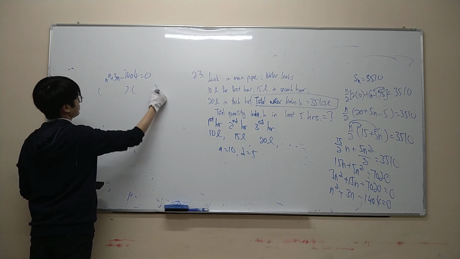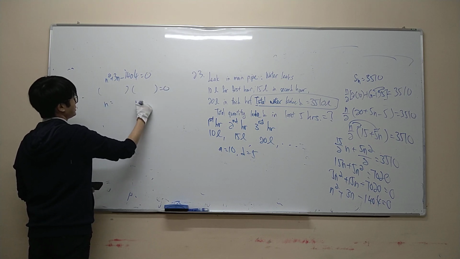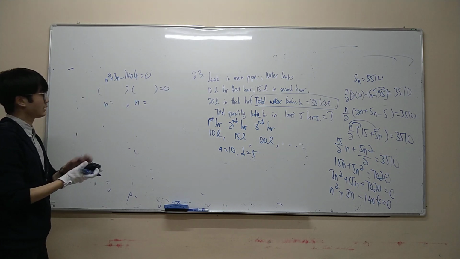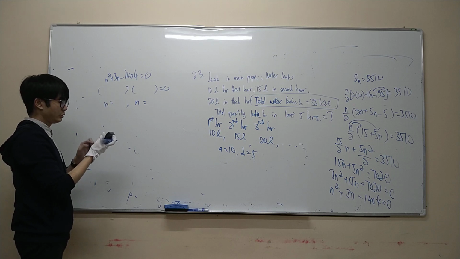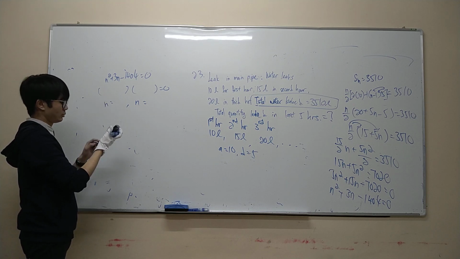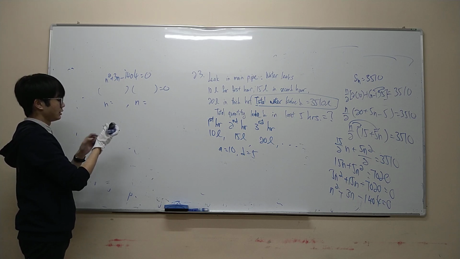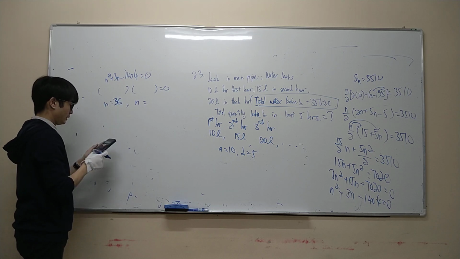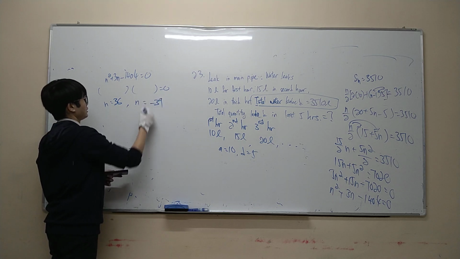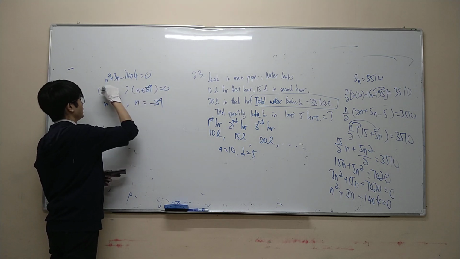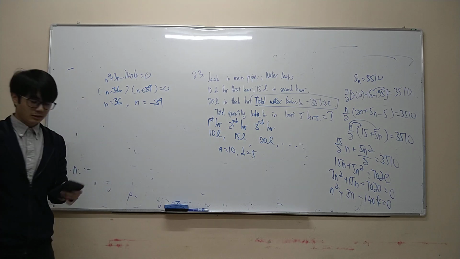So you factorize, you get two answers. Okay, this number is too big already, so you can use a calculator. So mode, and then EQN, degree 2. What's the A? 1. What's the B? 3. C is negative 1404. So it will be 36, and the other one will be negative 39. So here I should write n plus 39, here I should write n minus 36.